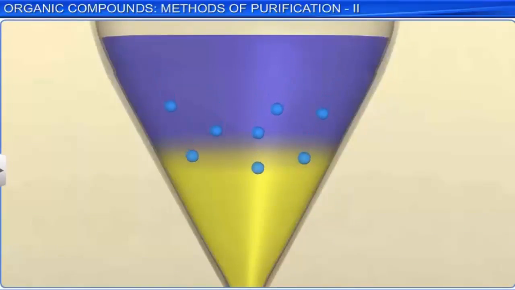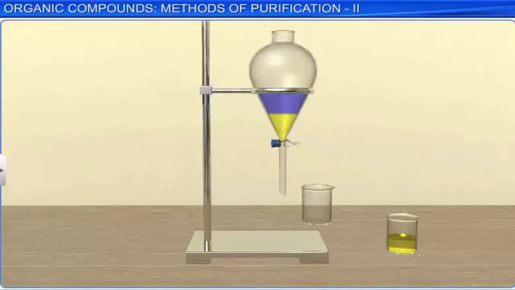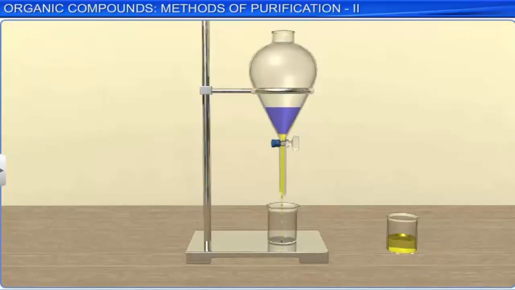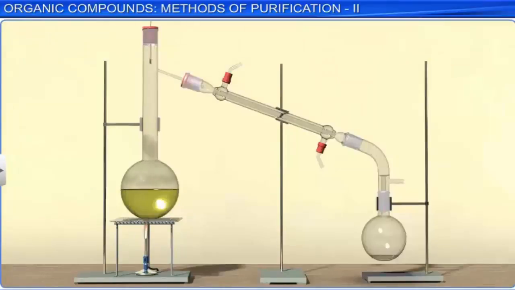If the organic solvent is denser than water, then it goes down and occupies the lower layer in the separating funnel. The two layers are collected separately by opening the stopcock. The organic substance is recovered from the solvent layer by distillation.